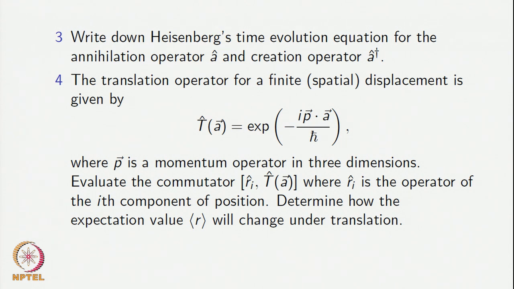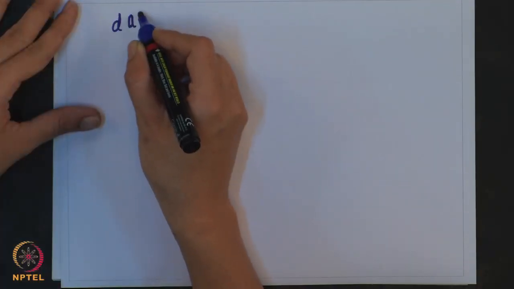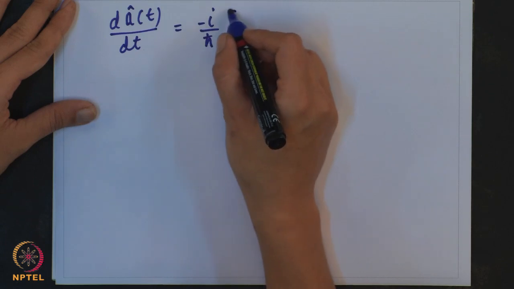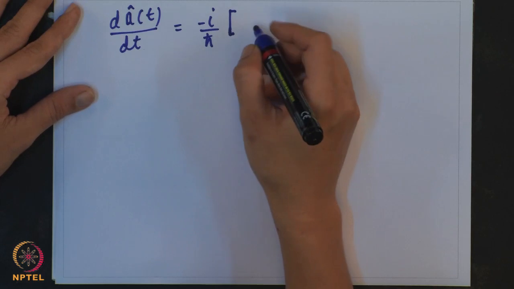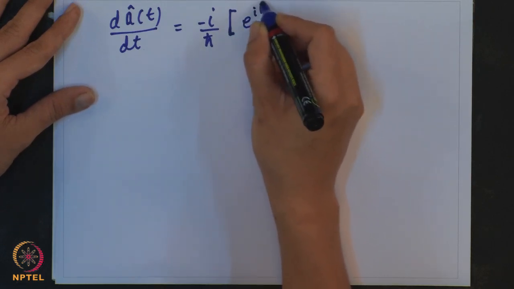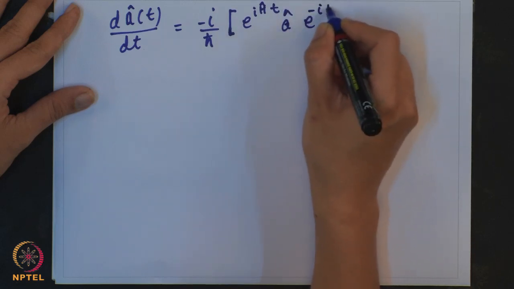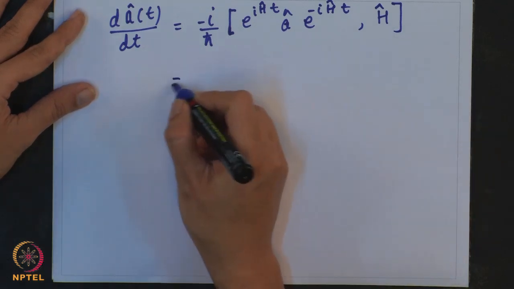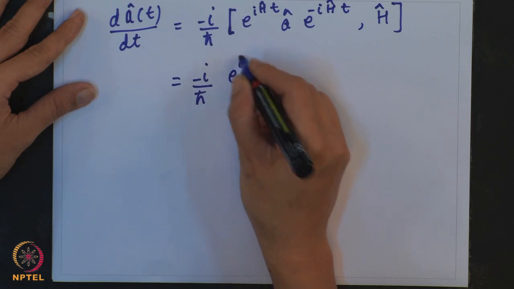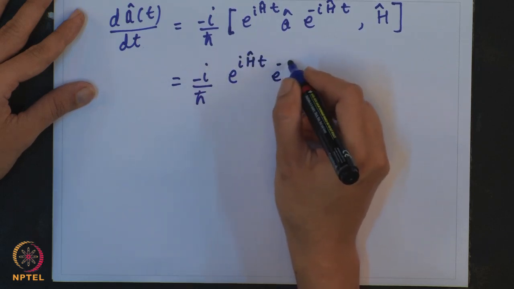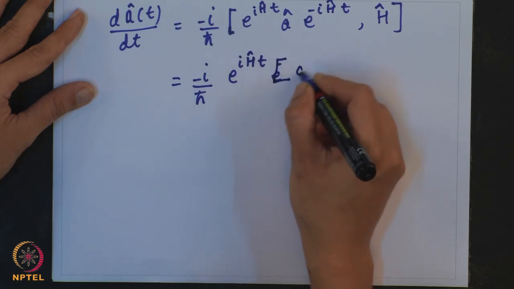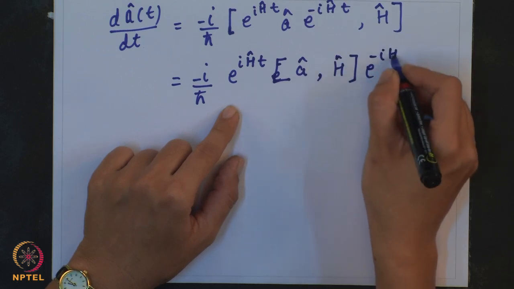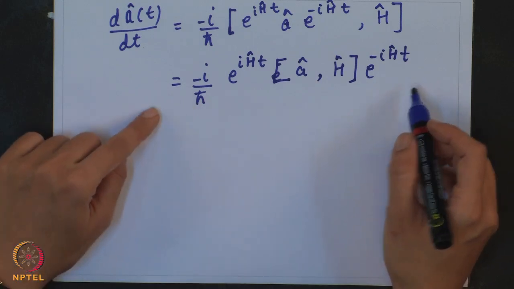The Heisenberg time evolution operator would then become dA(t) by dt will be minus i upon h cross, and here I will have the definition which I had put. So, e raised to i H t A e raised to minus i H t. Now, we have assumed that Hamiltonian is time invariant. So, we can very easily write this as e raised to i H t, sorry, because this is the operator on the left, so this will come here, H e raised to minus i H t. So, this term we have got.